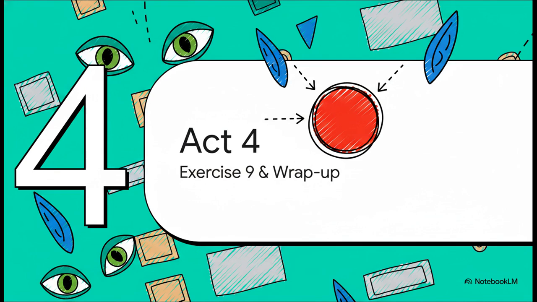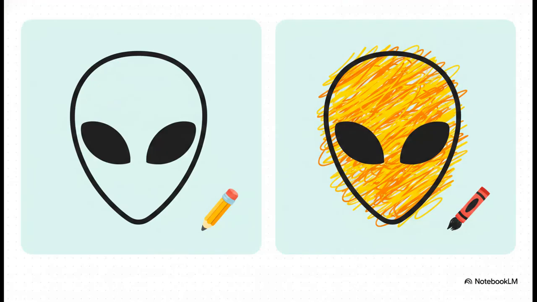Act 4, a quick reference to Exercise 9 and wrap-up. Almost done. Before we let you go, let's take a really quick look at Exercise 9 in your textbook, the solid red circle. This is a fantastic tool to level up your alien face. In the standard Exercise 8 code, we use g2.draw. This just gives us a thin, basic black outline. But Exercise 9 focuses entirely on g2.fill.